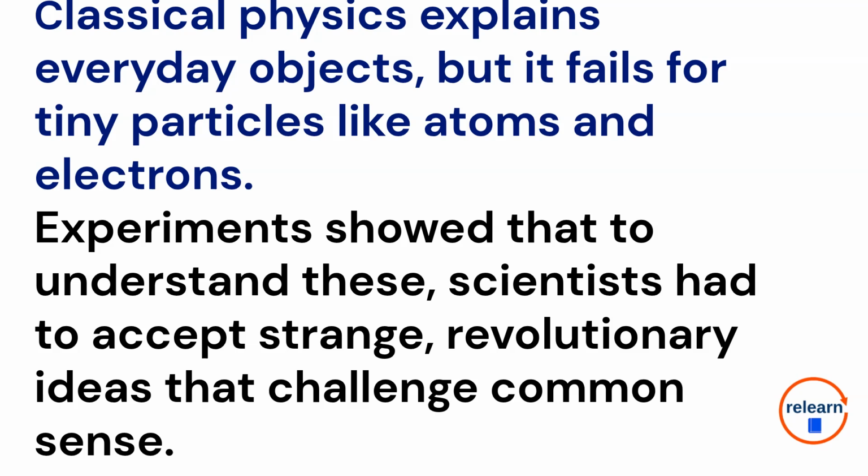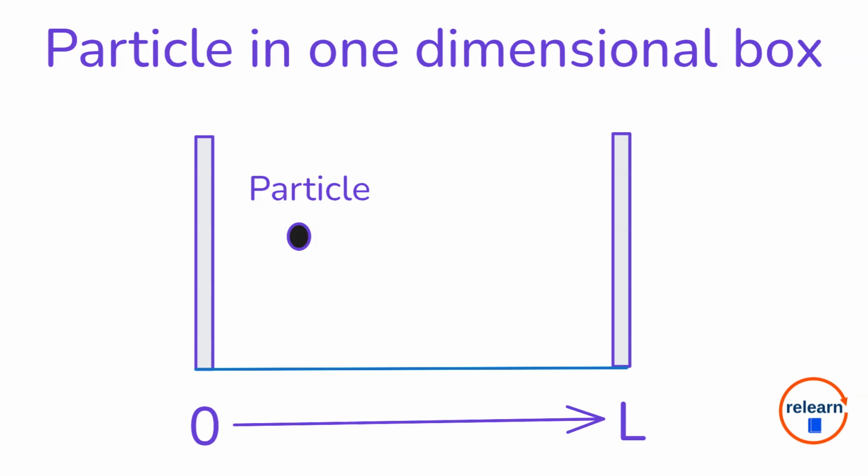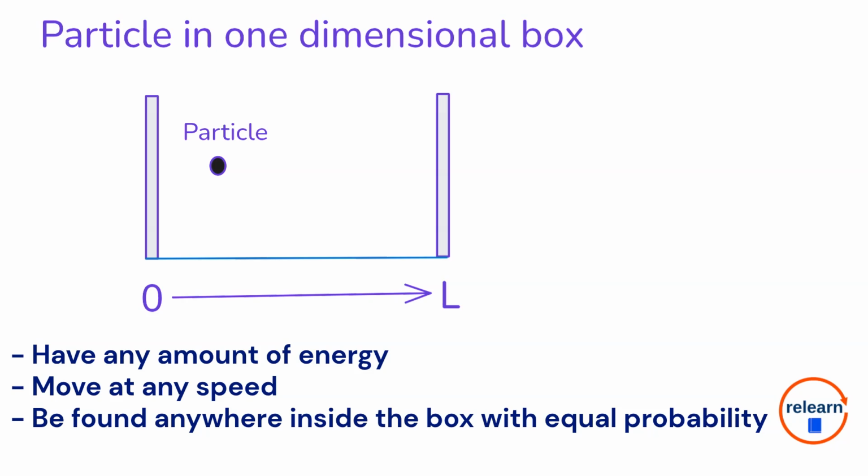To explain quantum mechanics simply, we will use the example of a particle trapped in a one-dimensional box, the simplest quantum system. Imagine you have a tiny particle, like an electron, trapped between two walls that it cannot pass through. According to classical physics, this particle could have any amount of energy, move at any speed, be found anywhere inside the box with equal probability, behave like a tiny bouncing ball. But quantum mechanics tells us something completely different.